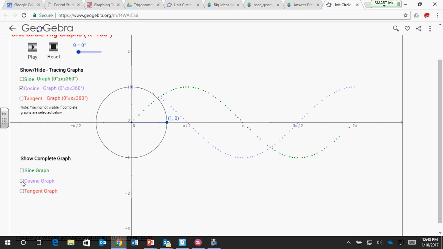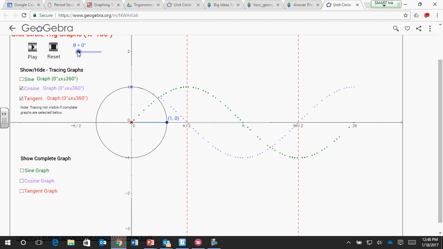Let's trace it and find out. So I'm going to turn the tangent on. This one's going to be red now. And we're going to start at 0 degrees. What was the tangent of 0? Sine over cosine. 0 over 1 is 0, okay?